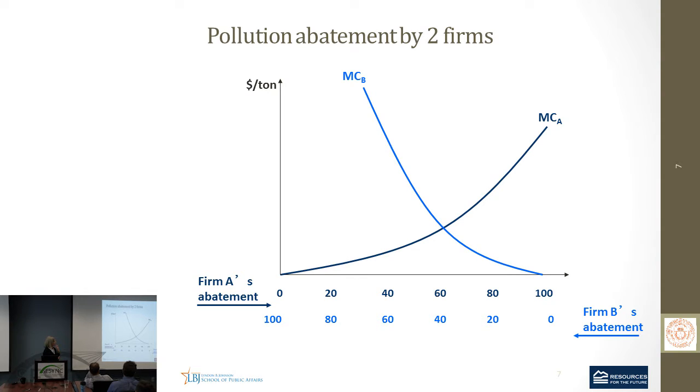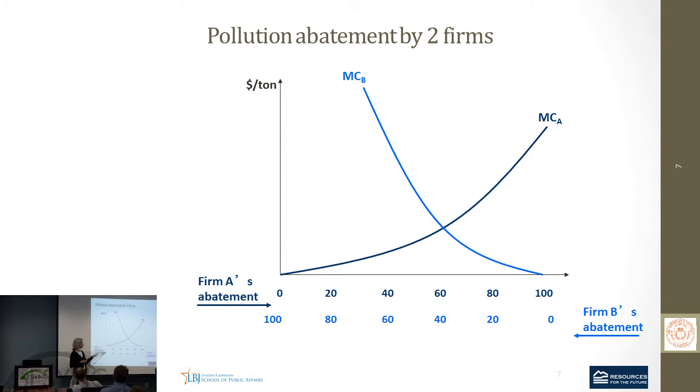So a couple other things to notice about this graph before we think about what's the right way to allocate pollution across these two firms. The first is, remember I said, all else equal, you'd like to have the more cost-effective approach. You'd like to have the cheaper approach.